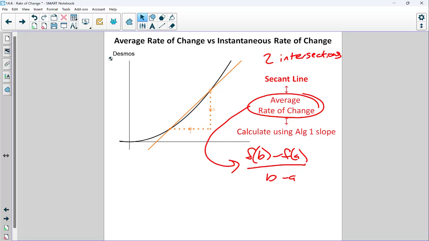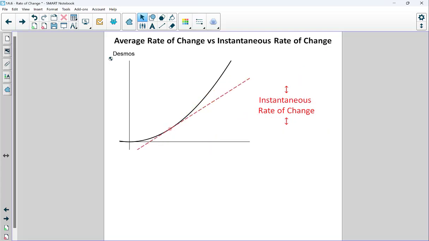Now, if I wanted to know the slope at each individual point, that would be a different question. Move these two points closer together until they're right on top of each other, and you have a line that looks like this. This line only touches the curve in one location. We call this a tangent line, one intersection. The slope of the tangent line is the instantaneous rate of change of the curve. This would be the slope of the curve at a single point.